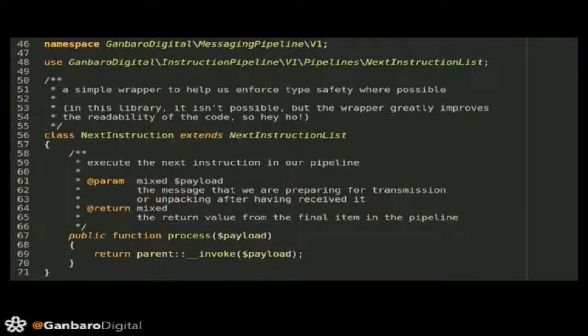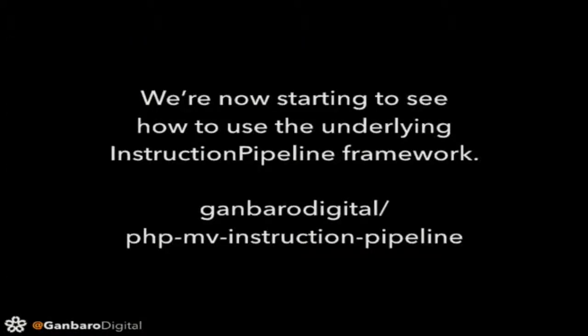Here's what our next instruction class looks like. This is the entire class. That's it. It's got one method on it, which is our process method. And the reason it's so small is because we're now starting to make use of the underlying framework that I've built to make all this possible.